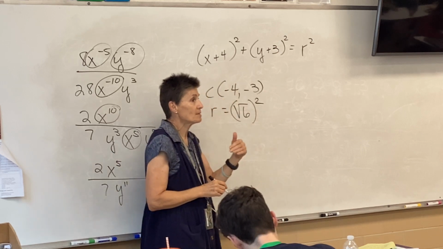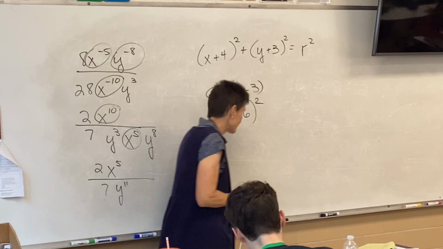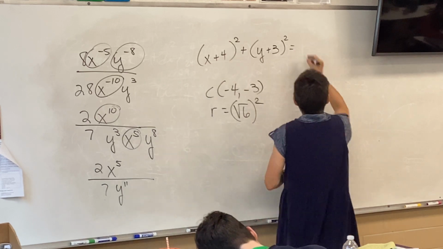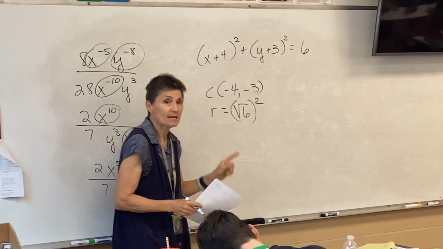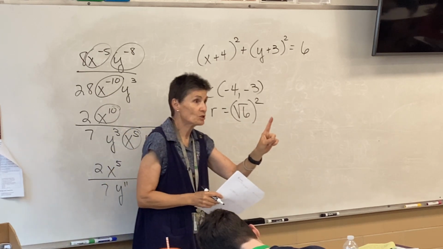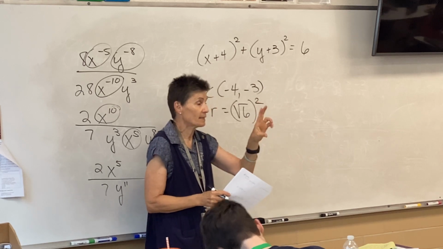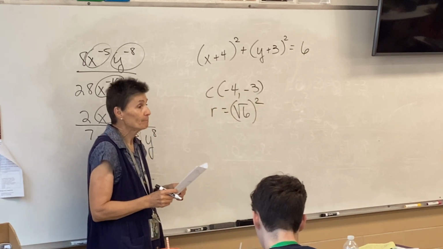So what happens when you square the square root of 6? You just get 6. There's your equation. That's it. 0 work, 0 to understand. You learn what an equation of a circle looks like, and you plug in your numbers. So it's just the opposite of the center? Yep, every time.